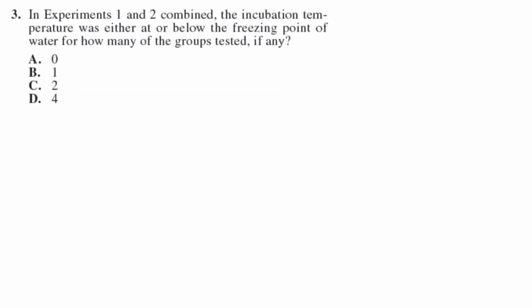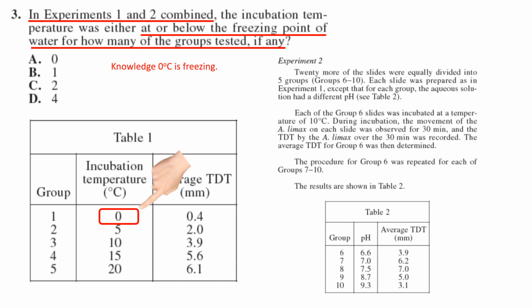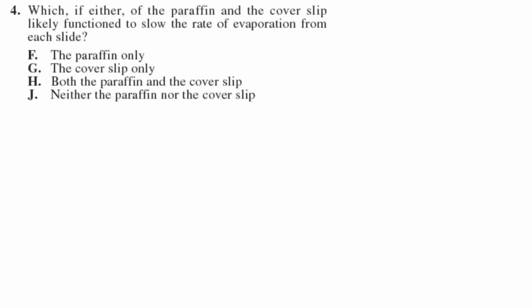Number 3, in experiments 1 and 2 combined, we're looking at both of them, the incubation temperature was either at or below freezing point of water for how many of the groups tested. So we have to do a little bit of knowledge here that 0 degrees Celsius is freezing. We see in table 1, groups 1 to 5, only one of them is at or below freezing. We only see temperature in table 2. So where do we find it? In the reading. They were all tested at a temperature of 10 degrees Celsius. So none of them were at or below freezing. So how many total were at or below freezing? 1. B.